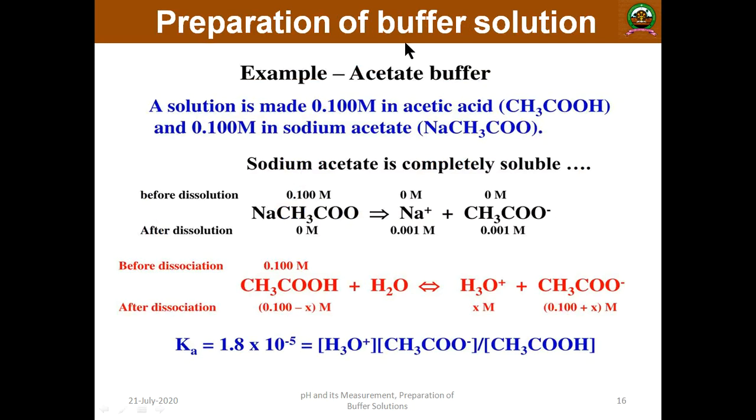So now, how will you prepare a buffer solution? Taking an acetic acid buffer, you can explain. How will you prepare an acetic acid buffer? There you mix 0.100 molar acetic acid, that is CH3COOH, and 0.100 molar sodium acetate.